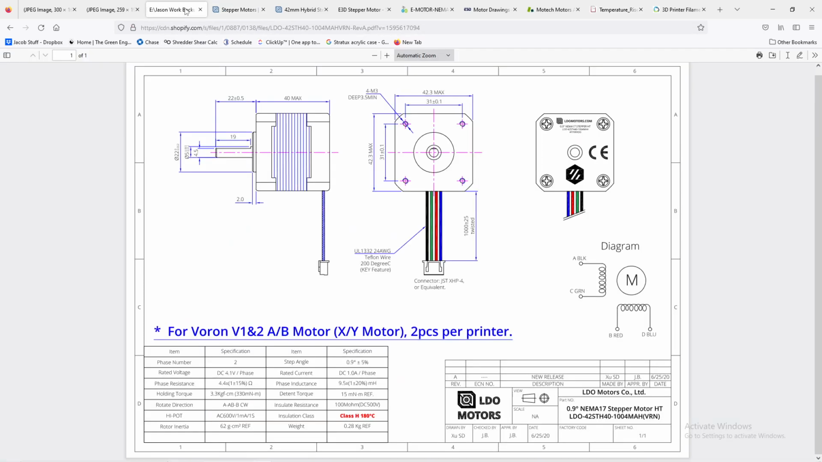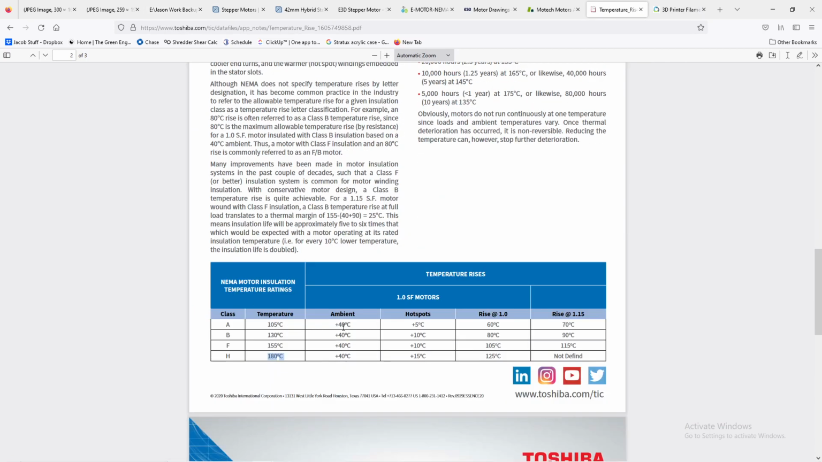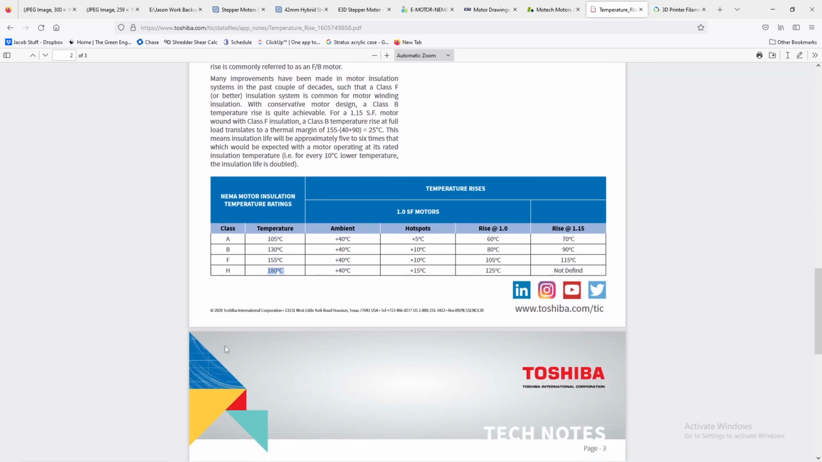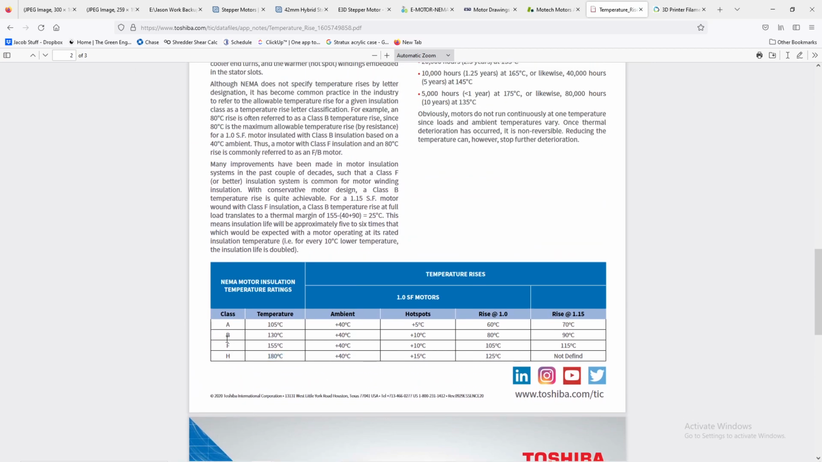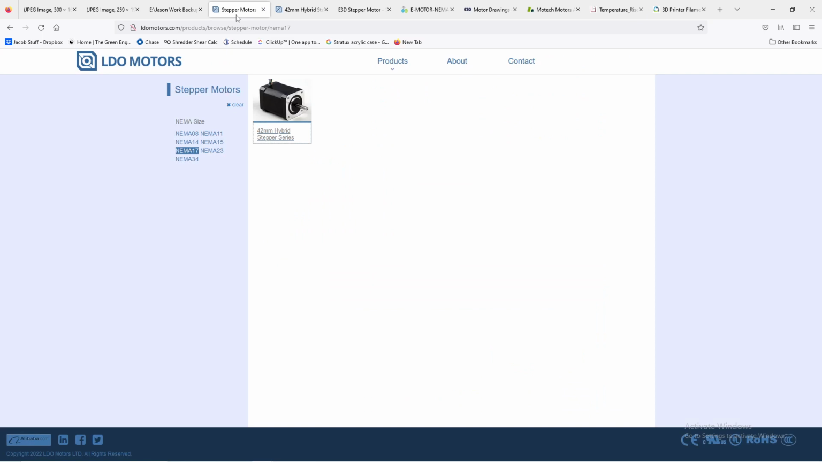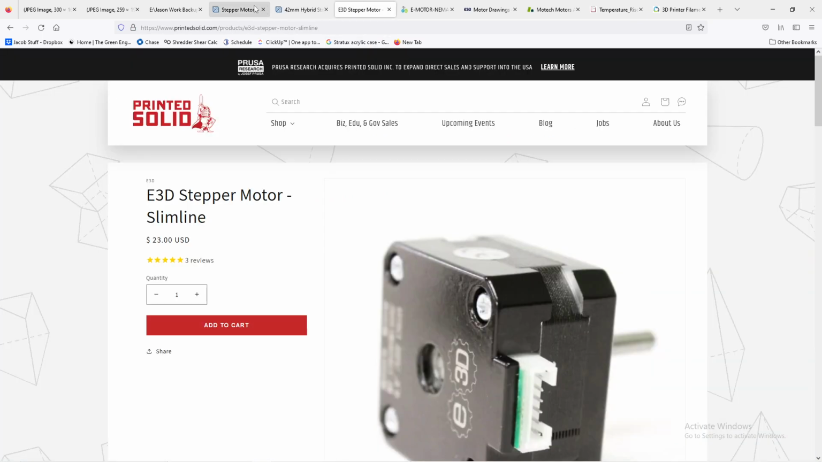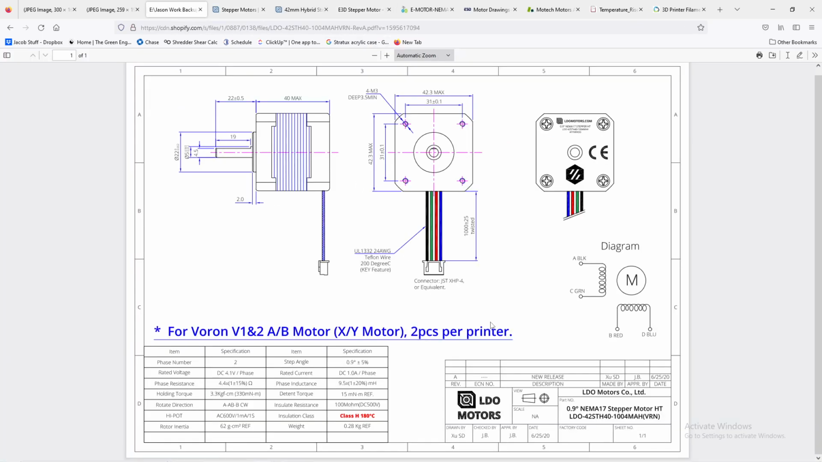And so these are super high temp, the highest that NEMA has in their classification for their insulation. So you can see here they have A, B, F, and H. And so these are very, very high end stepper motors for high temperature applications, right? But still, that 180C is not environment temperature. It is the temperature at which you have the conduction happening.